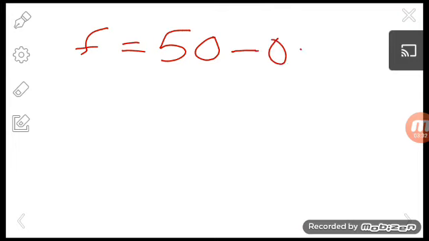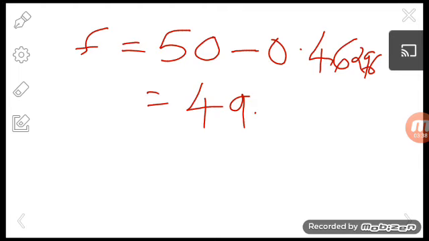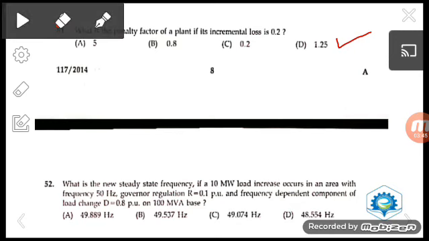New frequency F will be 50 minus the delta F we got, 50 minus 0.46296. So the answer is 49.537 Hz. So here the option B is correct, that is 49.537. So the option B is correct.